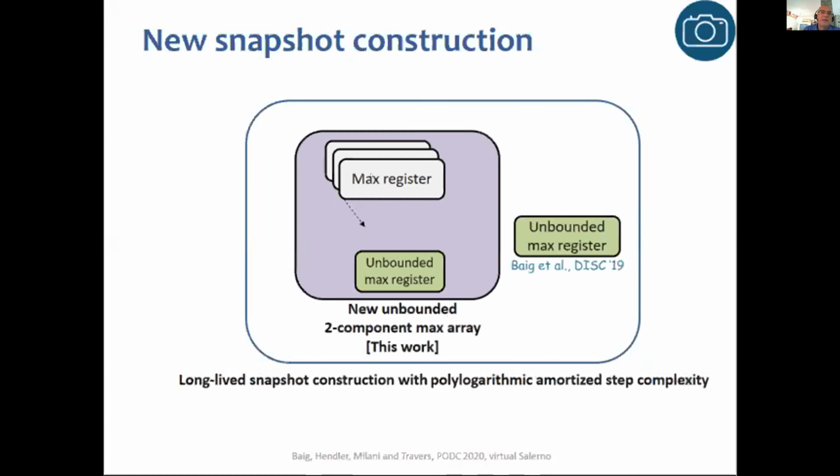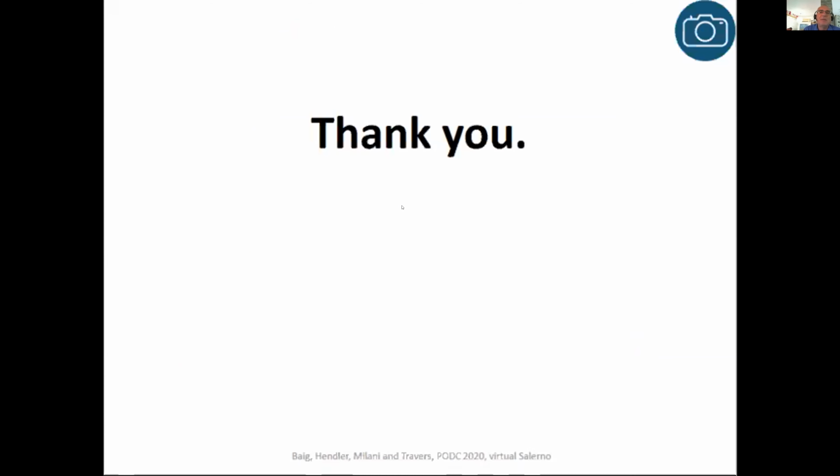So plugging in this two-component max array into the snapshot algorithm of Aspnes et al. yields a log n cubed amortized step complexity snapshot implementation. I won't have time to get into the technical details of the implementation. You're welcome to watch the longer presentation and also to read the paper.